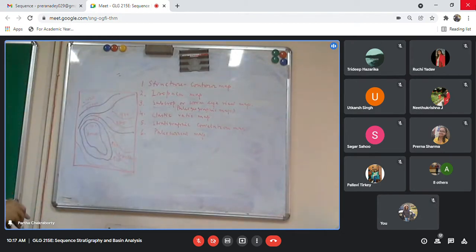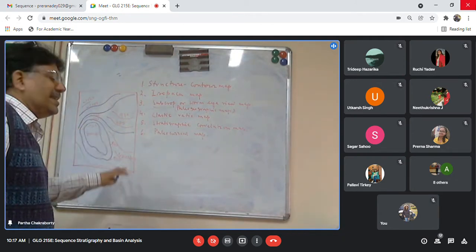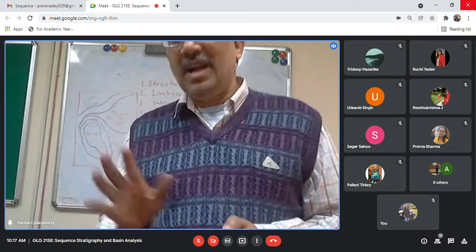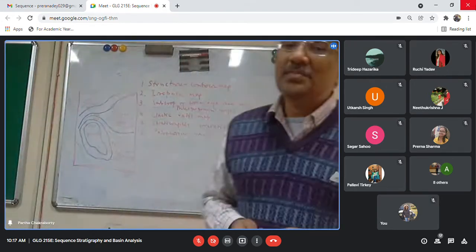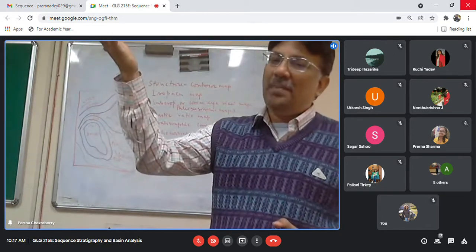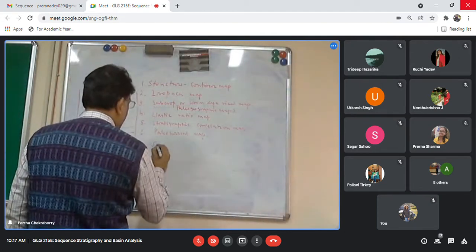Actually, what I was trying to show you is that there are situations where, when you draw this kind of diagram, you come to know where there is a dome and where there is a syncline. So all these things you come to know. This is a structure contour map. This map can be for an outcrop level or for a subcrop level.